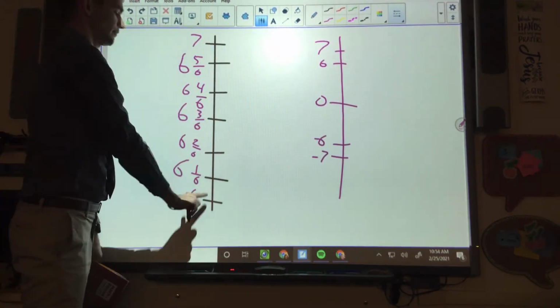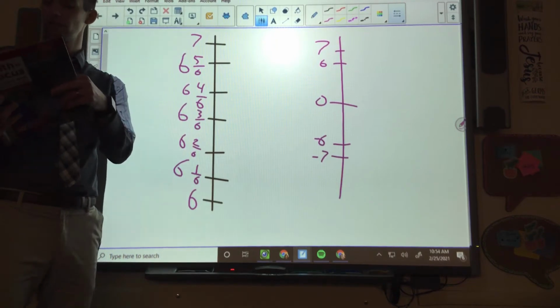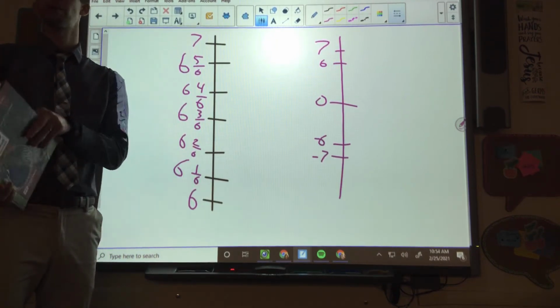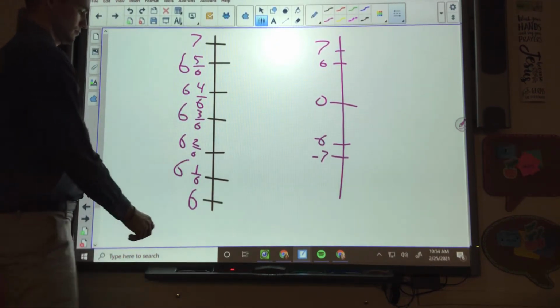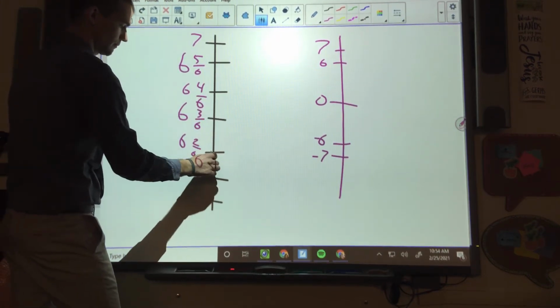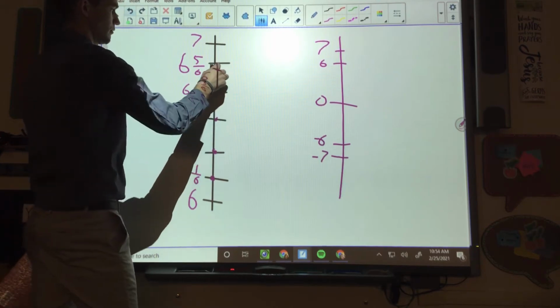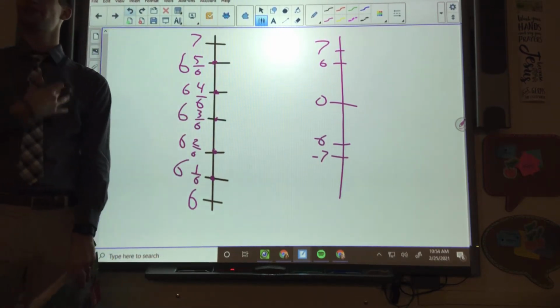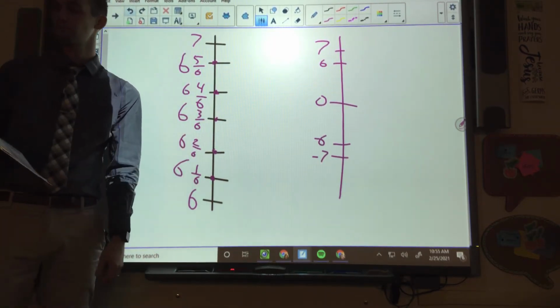Alright, and which ones am I filling in with a circle? It said greater than 6 but less than 7. All of them, except for 6 and 7. Well, you said all of them. I said 6 and 1/6, 6 and 2/6, 6 and 3/6, 6 and 4/6, 6 and 5/6. Yep, and I don't include 6 and 7 because it said in between.